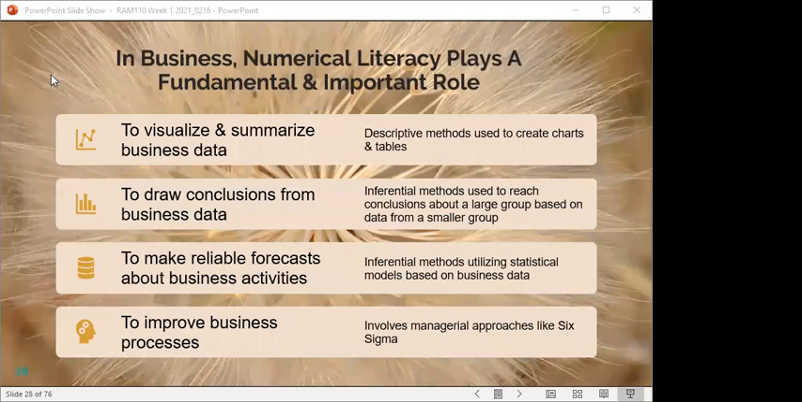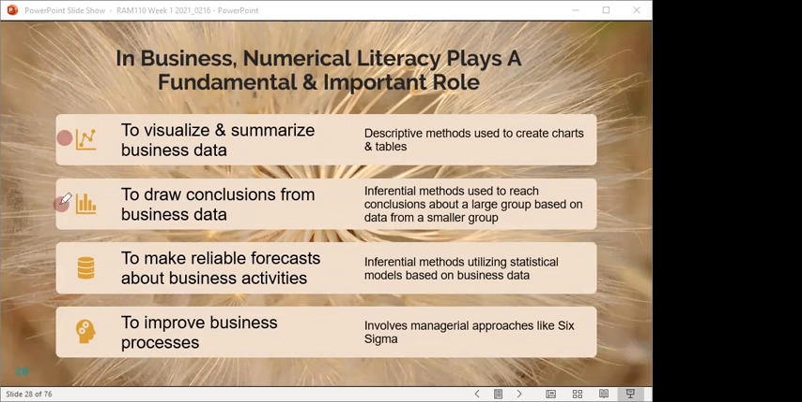All right. So in business, numerical literacy, that means understanding data, plays a fundamental and important role. How? We get to visualize and summarize business data. That means we get to look at graphs and better understand them. We get to describe the methods used to create these charts. We're going to actually build a bar chart later in the course.